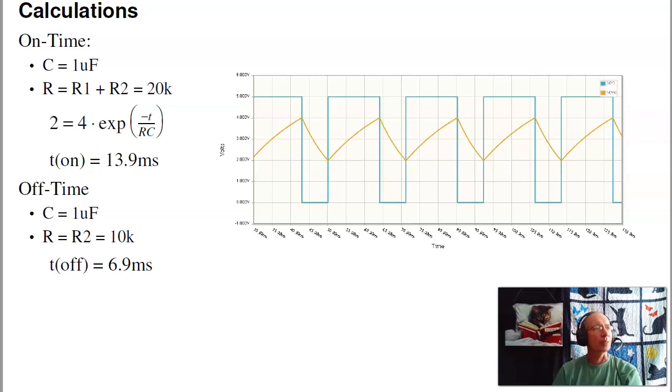To calculate the times, the exponential rise, well, let's take this one, it's actually easier. If I start at 4 volts, I'm going to discharge down to 0 volts as e to the minus t over RC. The time it takes to discharge down to 2 volts will be 4 e to the minus t over RC. Solving, if I have 1 microfarad and 20K, the 2 resistors in series, you see 13.9 milliseconds. That's how long this is. The other time is when I go through a 10K resistor, change R1 and R2 to 10K and solve, I get 6.9 milliseconds. So it's 6.9 milliseconds off, 13.9 milliseconds on.